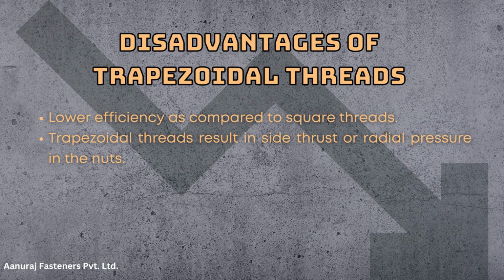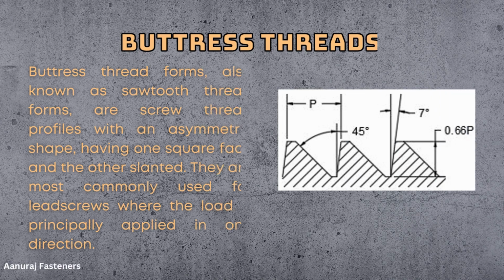Disadvantage of trapezoidal threads: lower efficiency as compared to square threads. Trapezoidal threads result in side thrust or radial pressure in the nuts. Buttress threads. Buttress thread forms, also known as sawtooth thread forms, are screw thread profiles with an asymmetric shape, having one square face and the other slanted. They are most commonly used for lead screws where the load is principally applied in one direction.